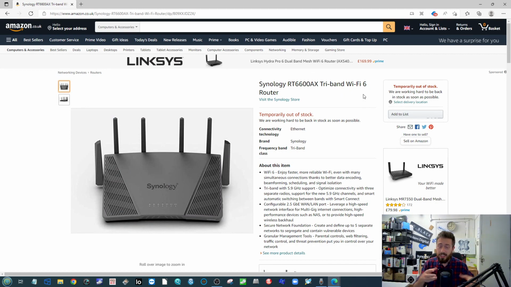Now, I'm just chucking this in. It isn't a huge story, and we have got more to talk about today. But for those of you that are sitting on the fence, already on the verge of buying a Wi-Fi 6 router anyway, but you were just thinking, well, is this Synology one coming?